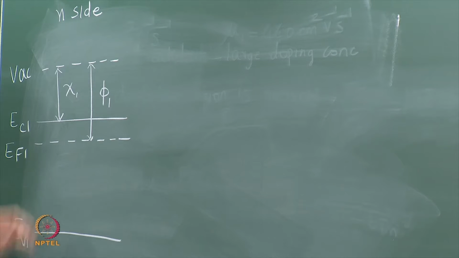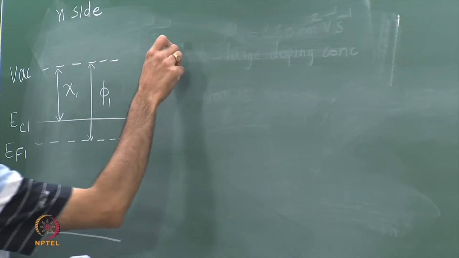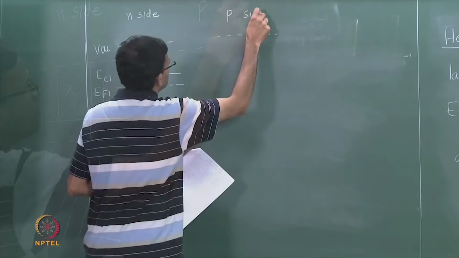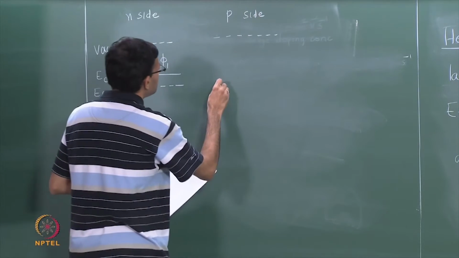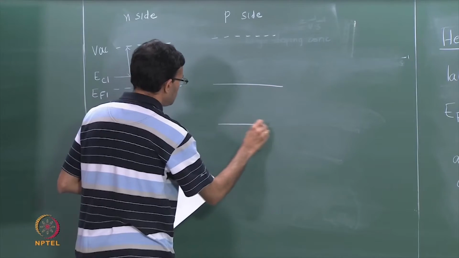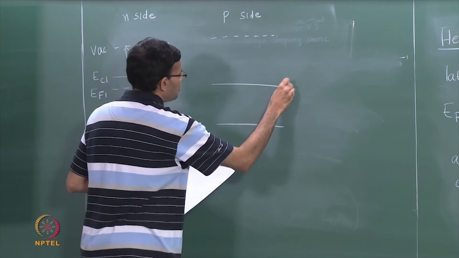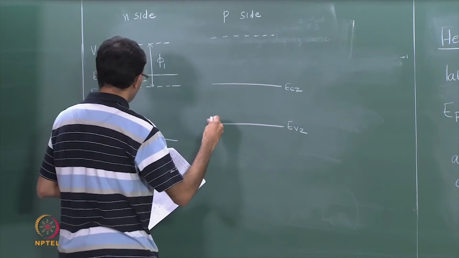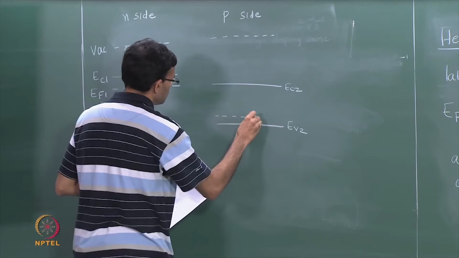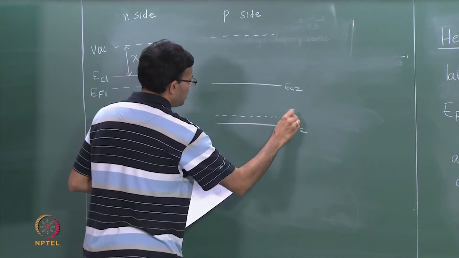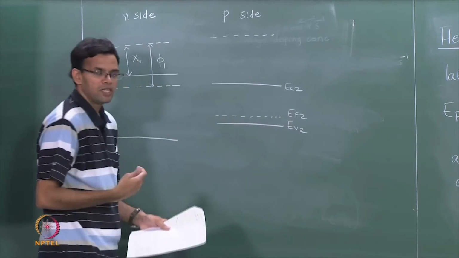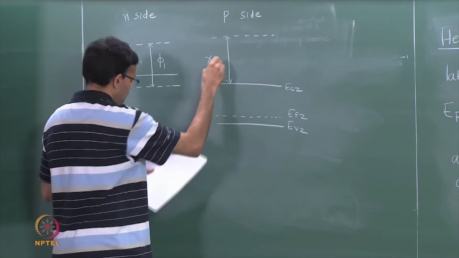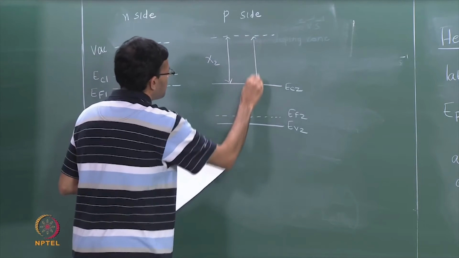This is going to form a junction with a p-type material which has a smaller band gap. This is the p side. So, this is EC2, EV2, this is EF2, and once again you can write down values of chi2 and the work function.